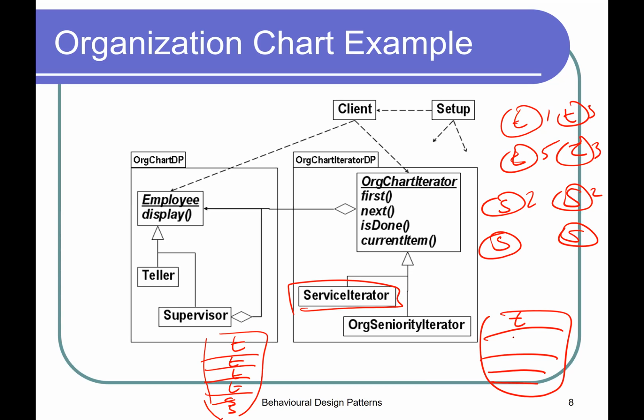So this is the one with the most seniority, followed by an S, followed by another S, followed by a T, followed by another S, and so on. And this is the iterator that goes through the seniority. This is the iterator that points to the aggregate that is by type of service.